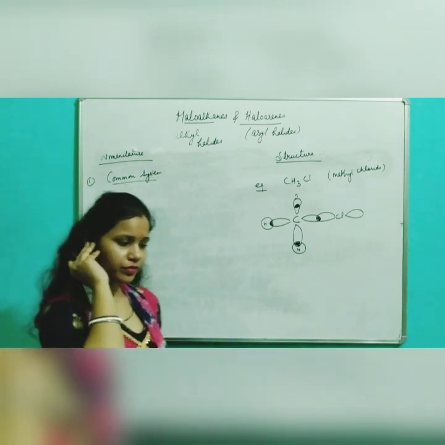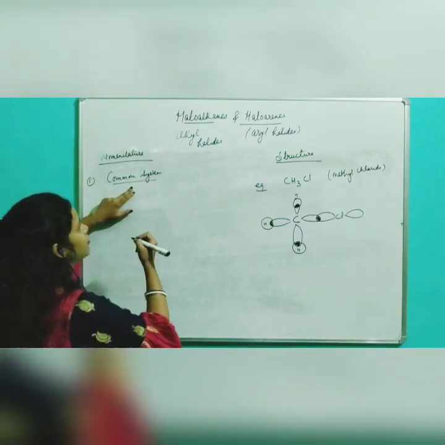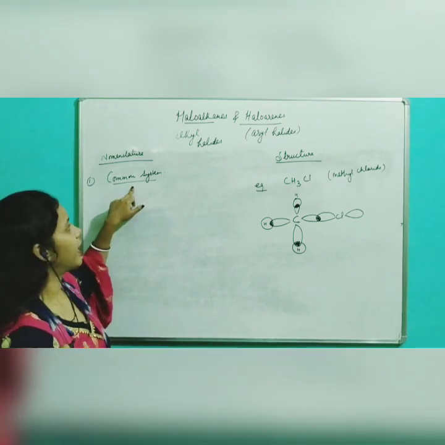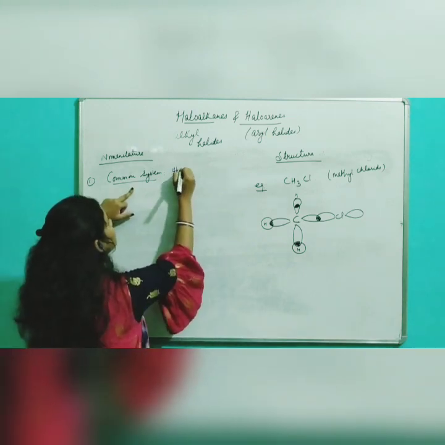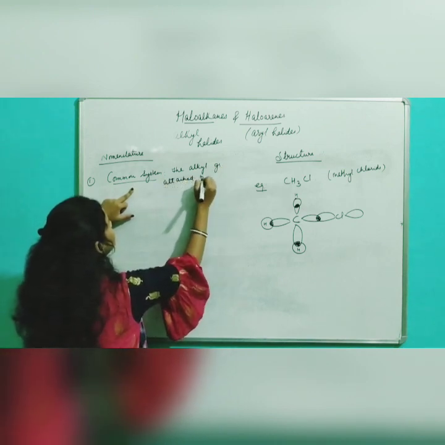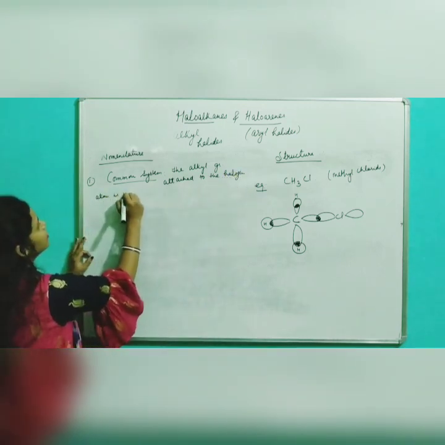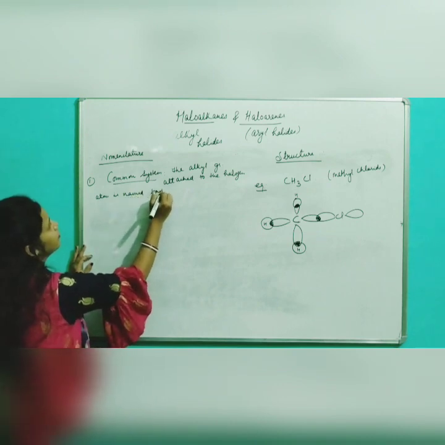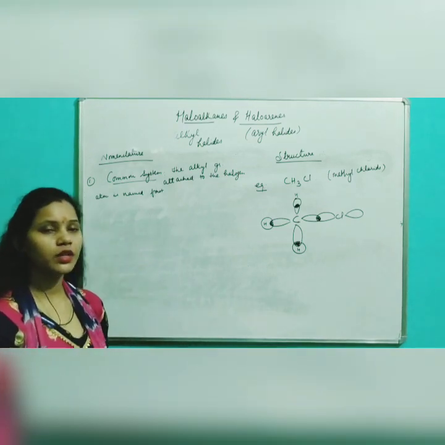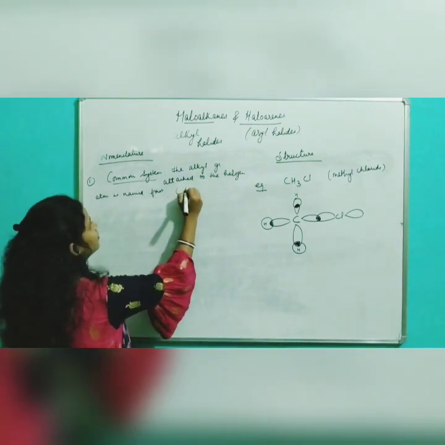In the common system, the alkyl group which is attached to the halogen atom is named first, followed by the appropriate word like bromide, chloride, iodide, fluoride. That is, it has two-word names.